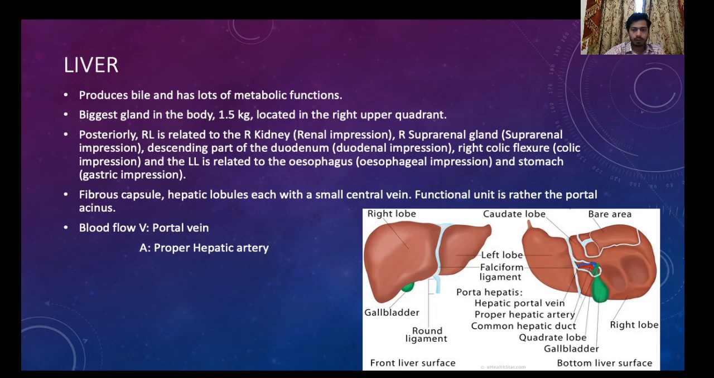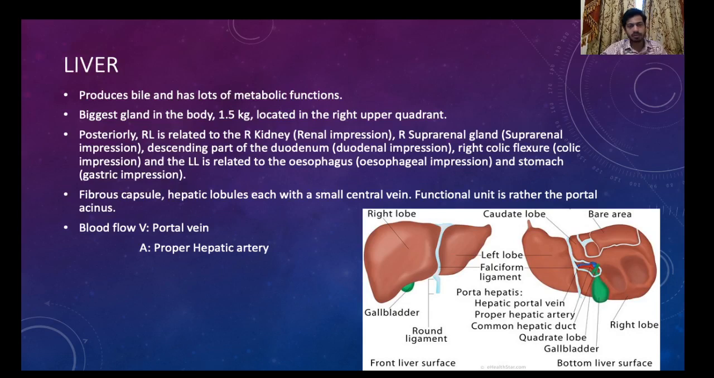So next part, if we were really following this story, we should really talk about the duodenum, but I think the internal organs are quite important when it comes to understanding the gastrointestinal system. So we're going to talk about the liver now.